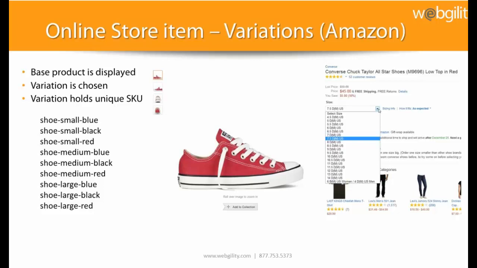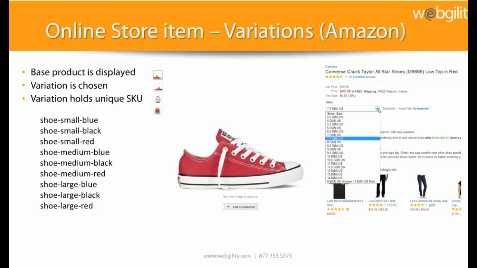I can see the red shoe, but it isn't until I actually choose the size that I am now actually choosing the product. So the variation is holding the unique SKU. And underneath this, this is kind of the manifestation of what this particular product looks like in the back end. I've got my shoe, it's in red, and I've got small and it's in blue.